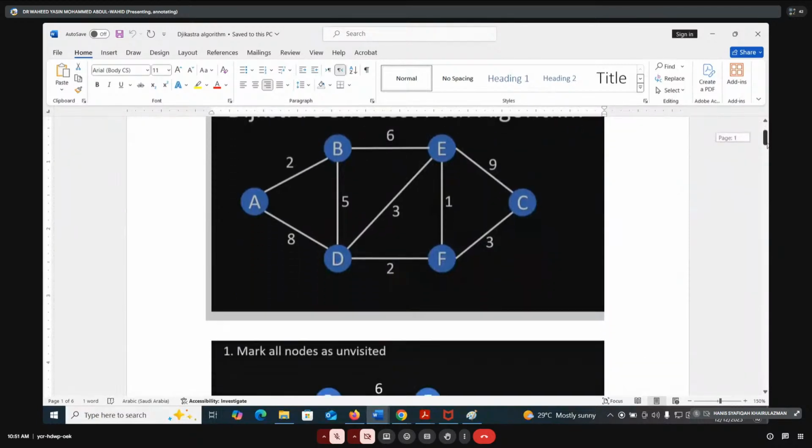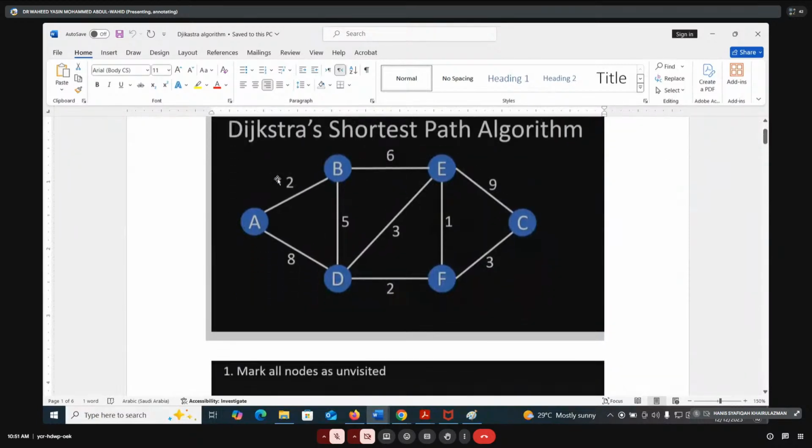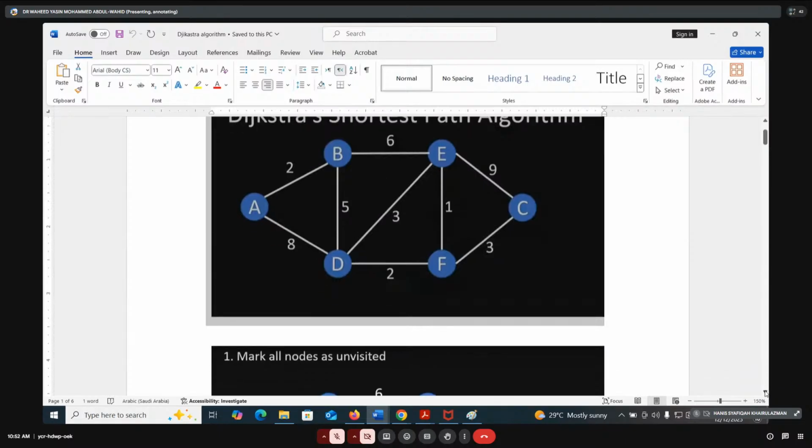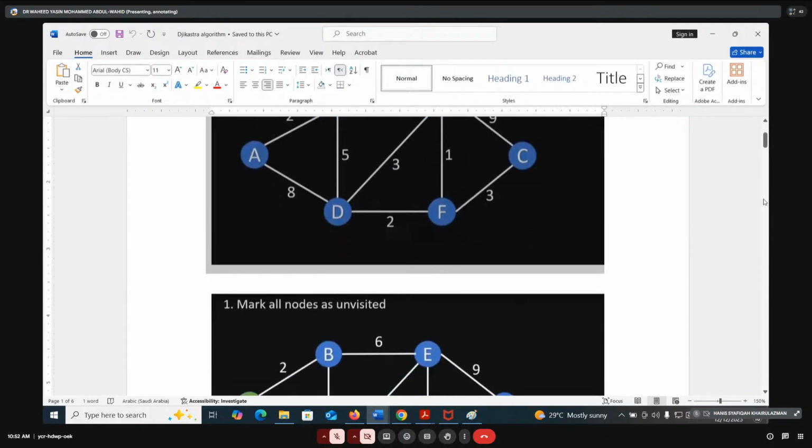For Dijkstra's algorithm, I think you already have an exercise on this one. So I have this one: A, B, A, D, B, E, E, D, E, F, E, C, okay? This is Dijkstra's algorithm. So I have these nodes. This is an undirected graph, not a directed graph. So here, what is the problem? I want to find the shortest path.